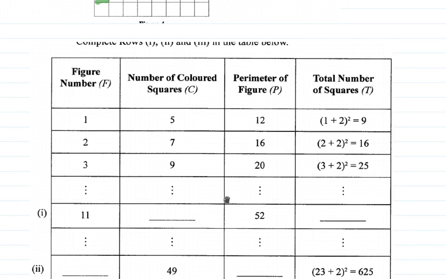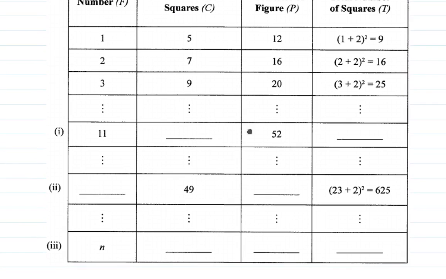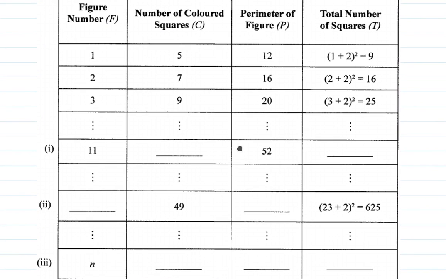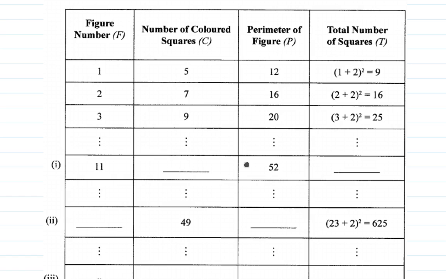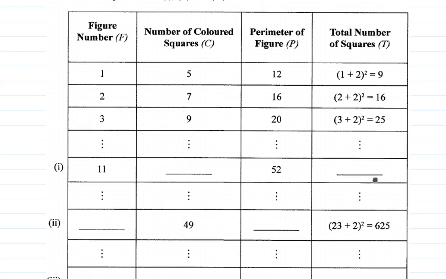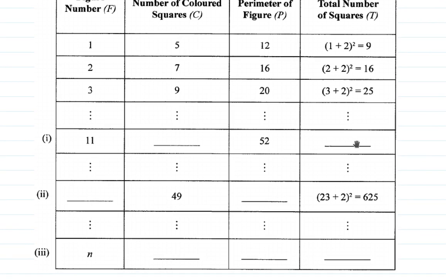Yes, it's 25, including both the unshaded and the shaded squares. Alright. What they're saying here is, if you had a figure 11, you must find the number of colored squares. You have the perimeter there and the total number of squares. Interesting.